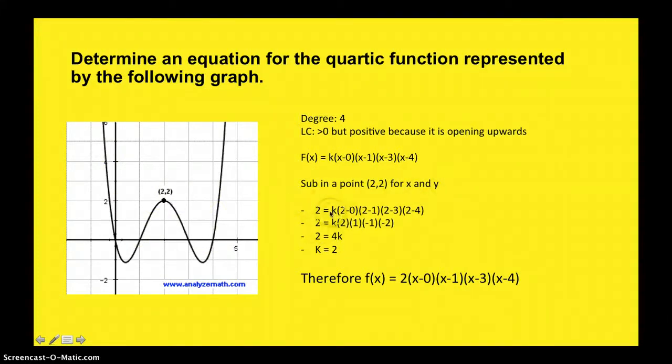So it will give you 2 equals k(2 minus 0)(2 minus 1)(2 minus 3)(2 minus 4), and you will get k times 2 times 1 times negative 1 times negative 2. So 2 equals 4k and k equals 2. Therefore, the equation is f(x) equals 2(x minus 0)(x minus 1)(x minus 3)(x minus 4).